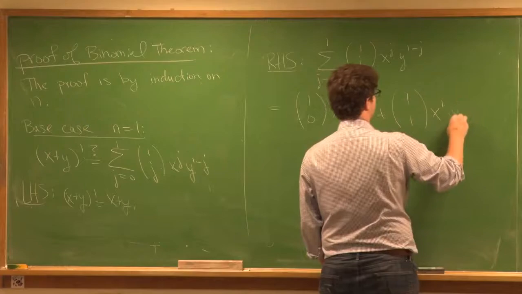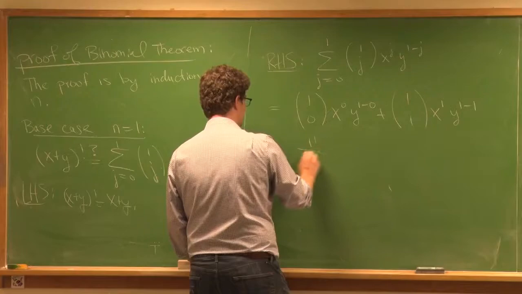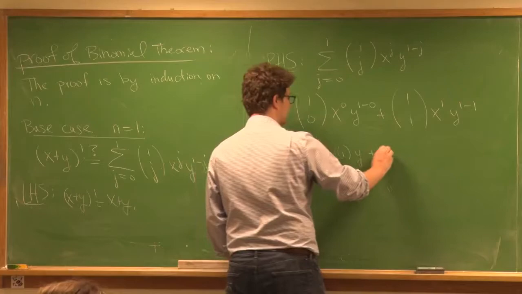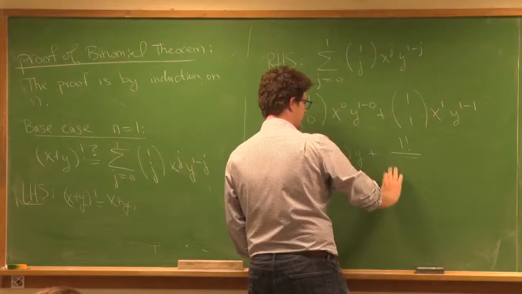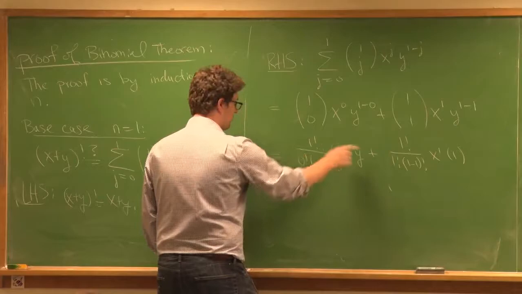All right, so 1 choose 0 is 1. Let me actually write it out: 1 factorial over 0 factorial, 1 minus 0 factorial. So this is 1, this is 1, this is 1. Okay, so this is 1, and this is y. Plus, and then we have 1 factorial over 1 factorial, 1 minus 1 factorial. And then this is x to the 1, y to the 0, which is 1. Okay, so these are both 1, and so this just becomes y plus x.